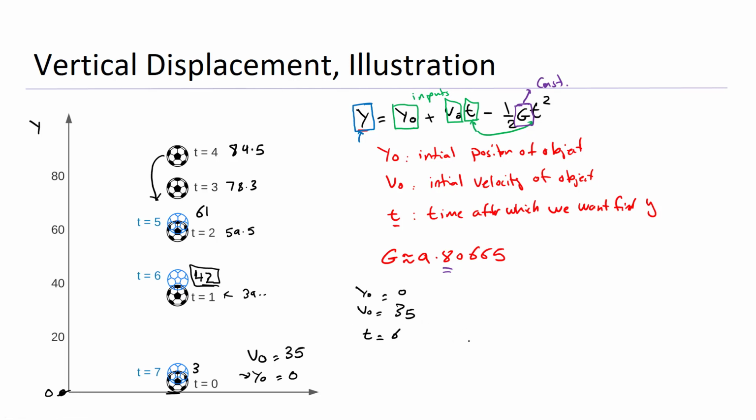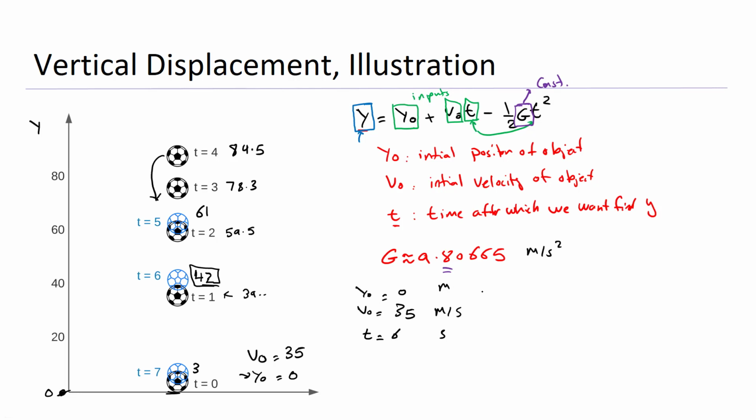Now, for those who are interested in physics and actual physical quantities, the height Y0 will be measured in meters, velocity will be measured in meters per second, time will be measured in seconds, and the acceleration due to gravity is measured in meters per second squared.